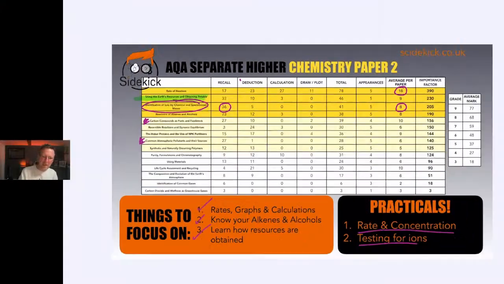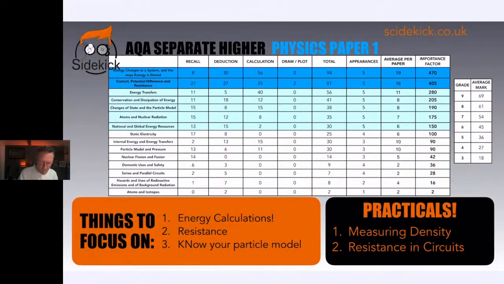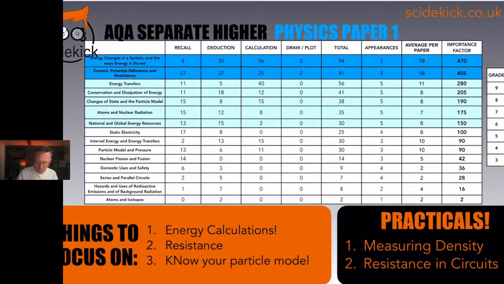Let's get on with physics. So on to the next one, physics paper 1. Now again, you will notice that unlike chemistry, there's a big spread. There are clearly favorite topics that they put in every year. But the other thing I want you to notice is the sheer volume of marks attributed to calculations. We kind of already knew that physics was more calculation based, but here are the facts.